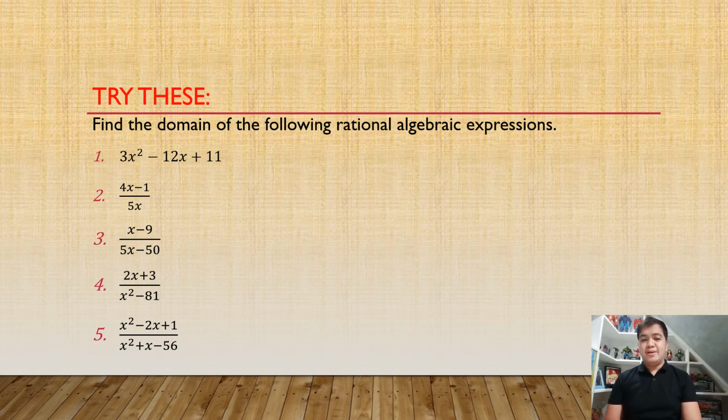So, kapag try this pa rin tayo, meron pa rin tayong try this dito sa ating channel. So, it's the time for you to practice what you have learned. Okay, so you're asked to find the domain of the following rational algebraic expressions. So, galingan po ah. Good luck!